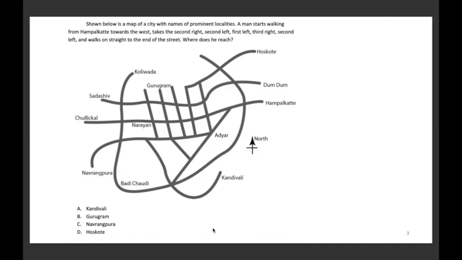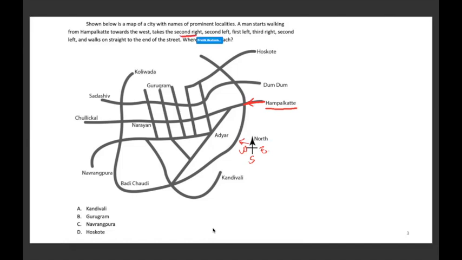Now, okay. Please note, we are given the north. North is up, south is down, west will come here, and then this will be the east direction. So we know that this person is starting from Hampelkate. Hampelkate is located here. The man starts walking towards the west. So from this point, he starts walking towards the west. West is this direction, like this. West is this side. That's why.